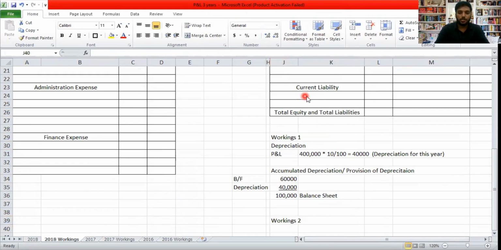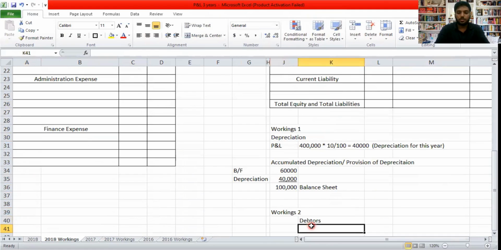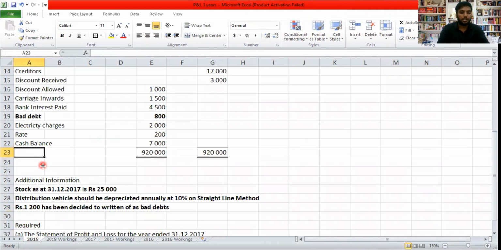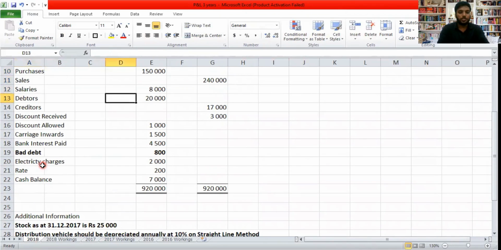So your total debtors, how much is it? First of all, you need to know your debtors. So I'm going to move on to 2018 and see how much our debtors balance is. So for debtors, you have a balance of 20,000. I'm going to bold it. So I'm done with the debtors.